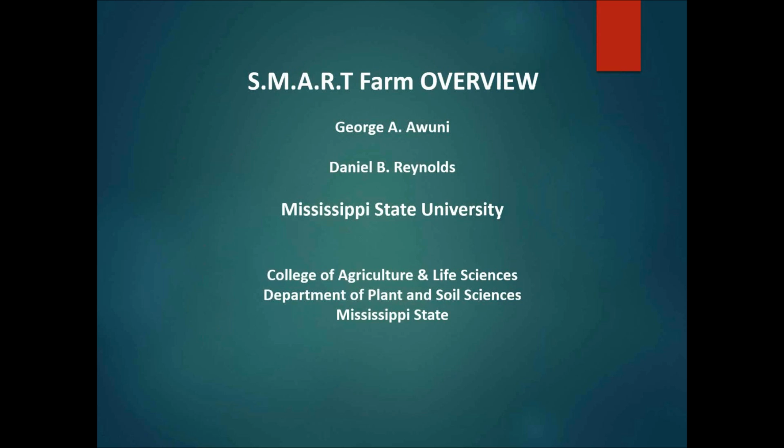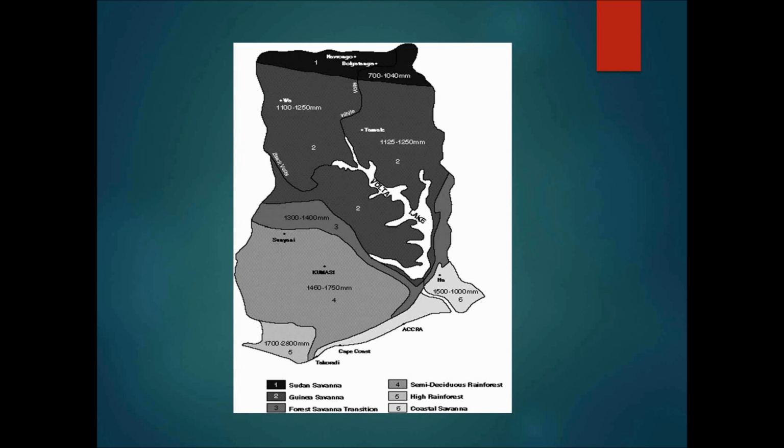Good. My name is George Awuni, working for SIL under Dr. Dan Reynolds, and I was in Ghana last year, 2004, basically conducting agronomic practices in the soybean in northern Ghana. This slide is just showing the rainfall pattern in Ghana. As you move down south, you have rainfall decreasing right from 700 to 1040, down to in Tamale area around 1100 to 1250.